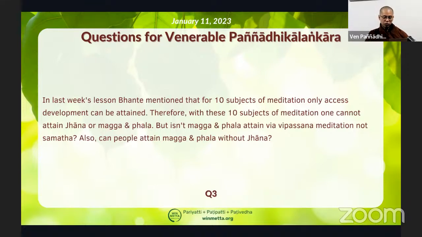Okay, so let's start from the last part. Can people attain magga and phala without jhana? Of course, they can. But without samadhi, they cannot. Without jhana, people can attain magga or phala, but without samadhi they cannot attain, right? Because samadhi is one of the factors of the Noble Eightfold Path.